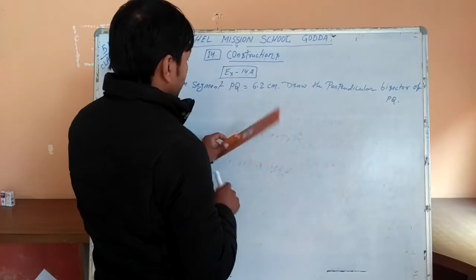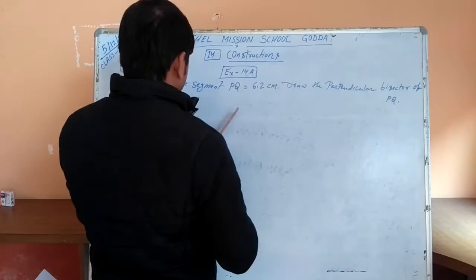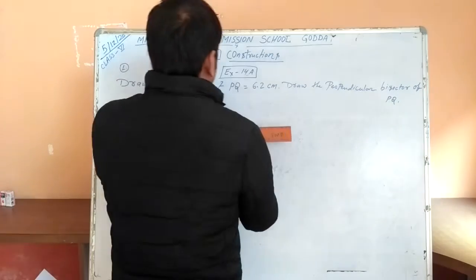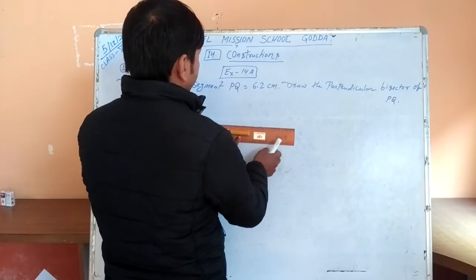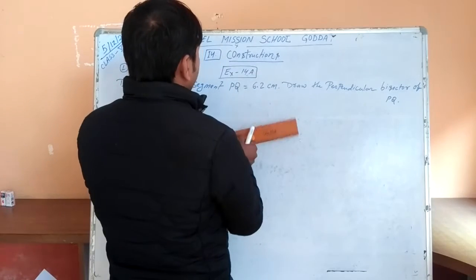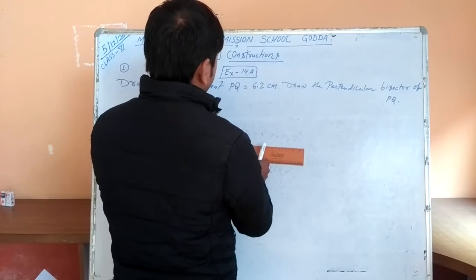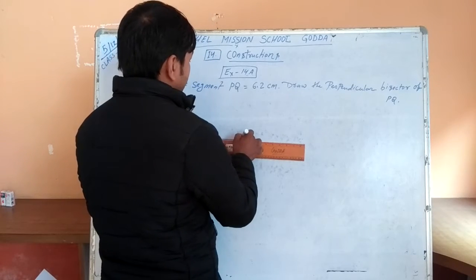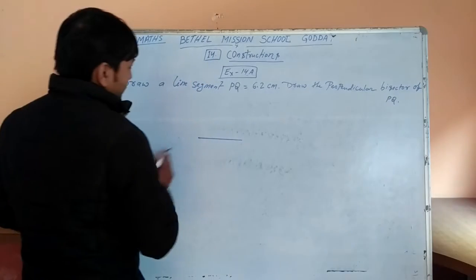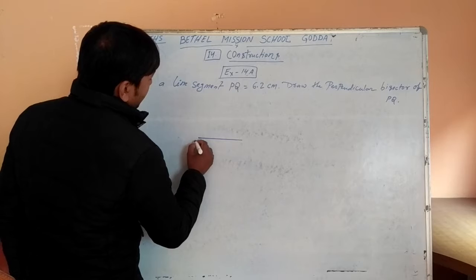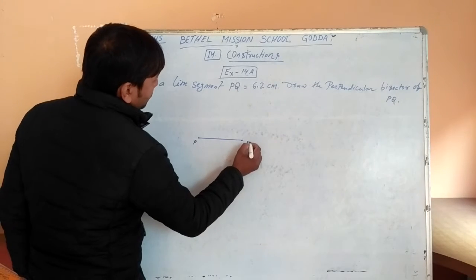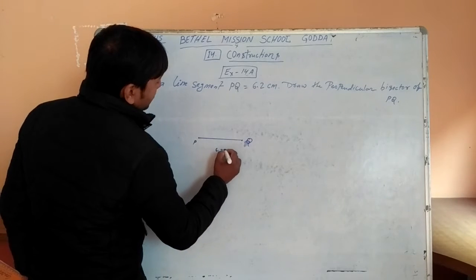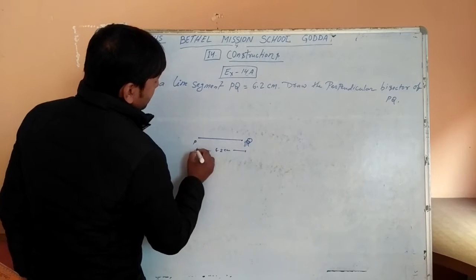So now, 6.2, take your scale. Okay, 6.2 start, that is 6 and point 2 here. Give the name P, that is Q, 6.2 centimeter up to here to here.